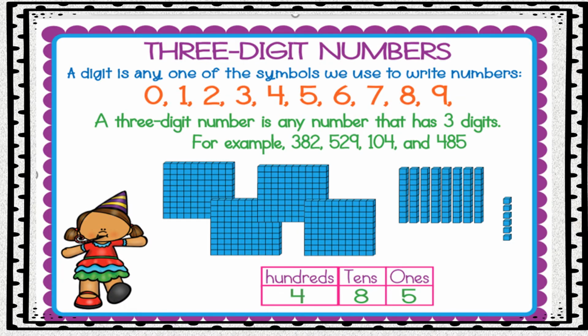All right, three-digit numbers. A digit is any of the symbols we use to write numbers: 0, 1, 2, 3, 4, 5, 6, 7, 8, 9. A three-digit number is any number that has three digits. For example, 382 is a three-digit number. 529, 104, and 485 are all three-digit numbers.